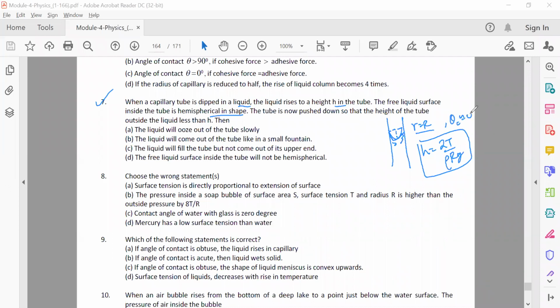Contact angle is tending to zero. Now the tube is pushed down so that the height of the tube outside is less than h. So it's that case only. This height is h. Now if you push it in such that the height above the liquid itself is becoming less than h, what will happen is that the meniscus will change shape. Now the radius of curvature of the meniscus will become greater than r. The contact angle will become greater than zero, so that the new height h prime is 2T cos of this new angle divided by rho r.